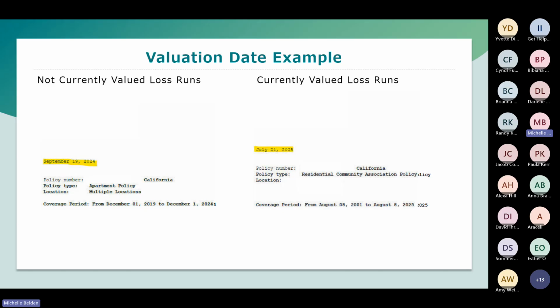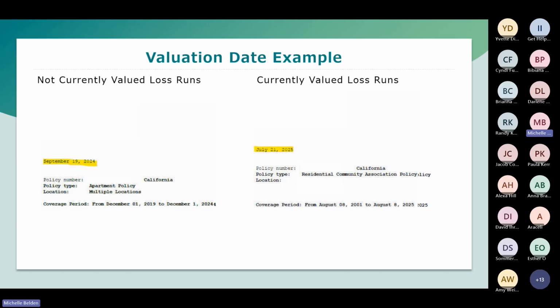GL is on an occurrence basis, not a claims-made basis. So they might have a loss that gets turned in in 2025 that technically happened back on the 23 to 24 policy term. That's why we're looking for currently valued loss runs. I would say this is one of the biggest culprits we get when we're binding coverage.